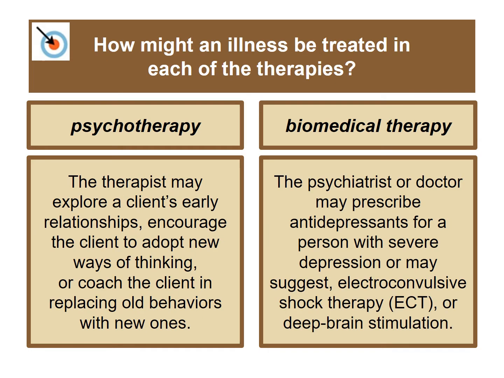How might an illness be treated in each of these therapies? With psychotherapy, the therapist may explore a client's early relationships, encourage the client to adopt new ways of thinking, or coach the client in replacing old behaviors with new ones. With biomedical therapy, the psychiatrist or doctor may prescribe antidepressants for a person with severe depression or may suggest electroconvulsive shock therapy, ECT, or deep brain stimulation.